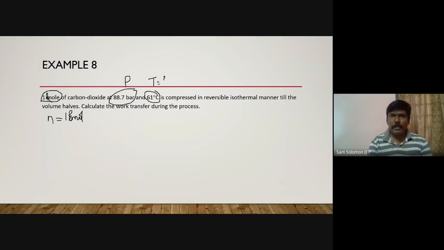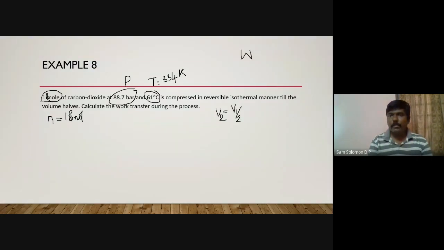It should be 334 Kelvin. Is that correct? Check it. 273 plus 61 in a reversible isothermal manner till the volume halves. So V2 is V1 divided by 2. That is what is given to us, and they want us to find the work transfer. And they have said it is an isothermal process.